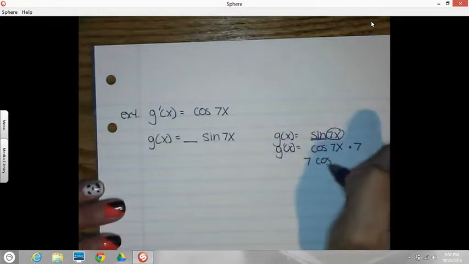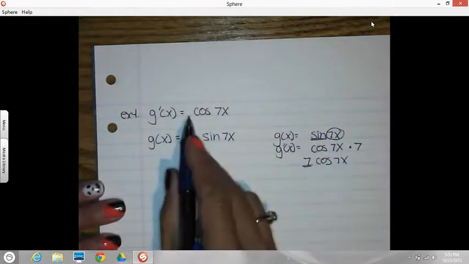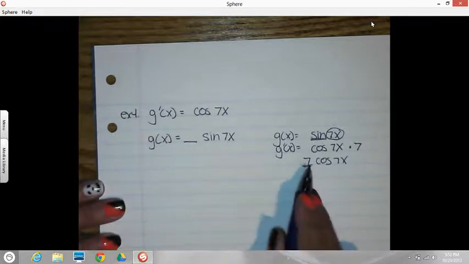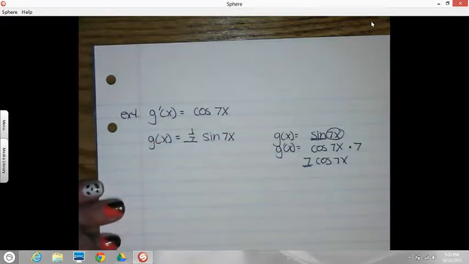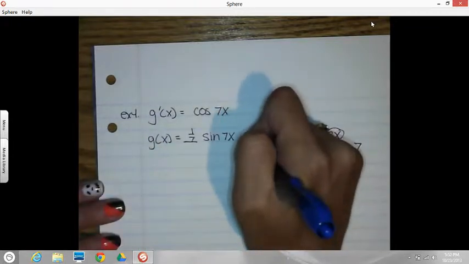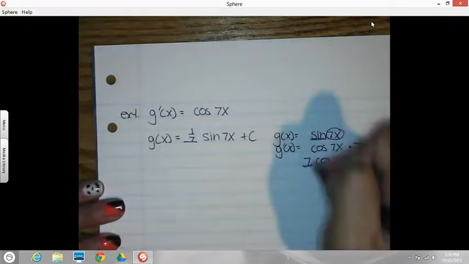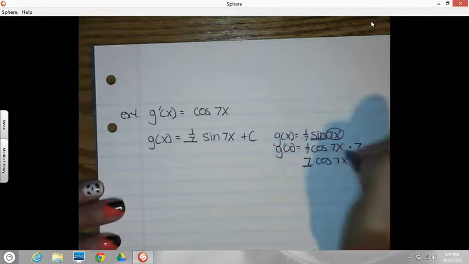Well, I don't want a 7 cosine 7x. I want a 1 to end up there. So I need a multiplier out in front that will cancel out this 7 and bring it to a 1. Well, that's easy enough. That's 1/7. And then plus c. So if I had my 1/7 here, that 1/7 would carry along. 1/7 times the 7 goes away, and I get the 1 that I want.